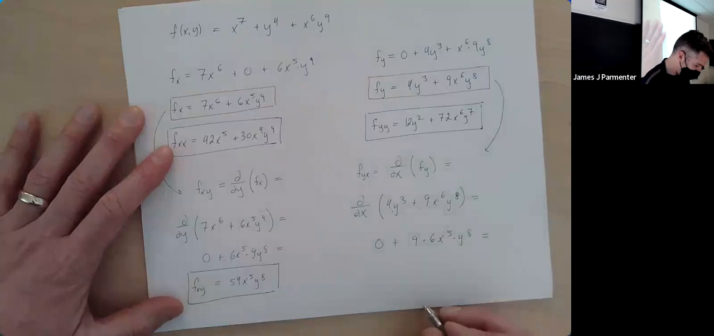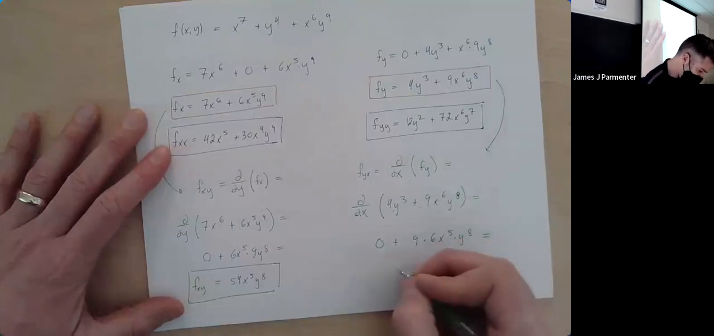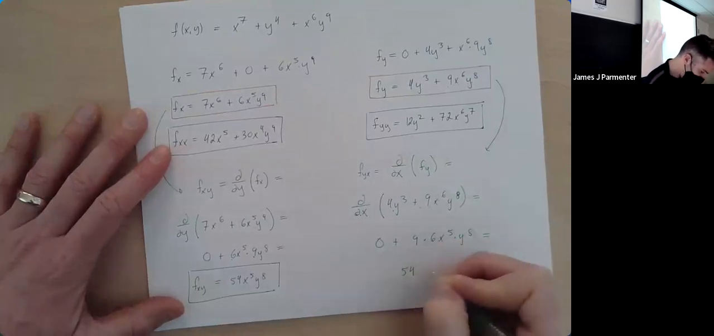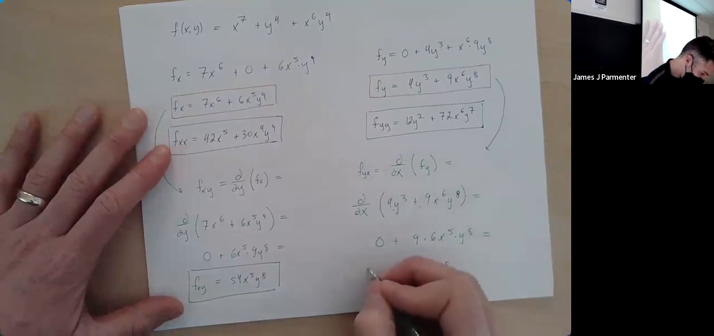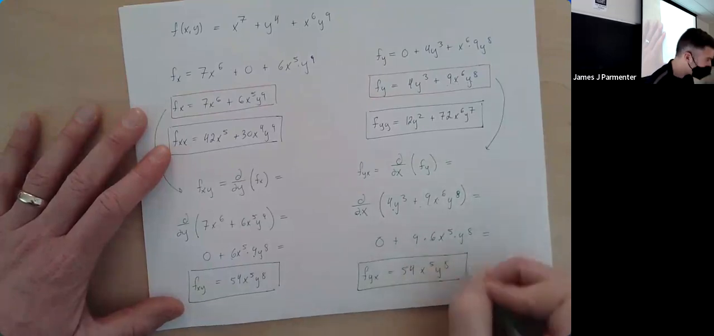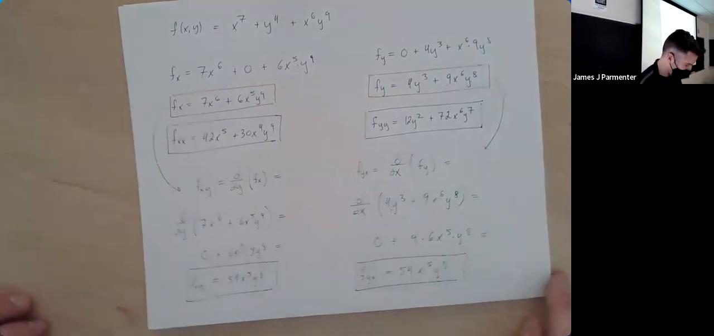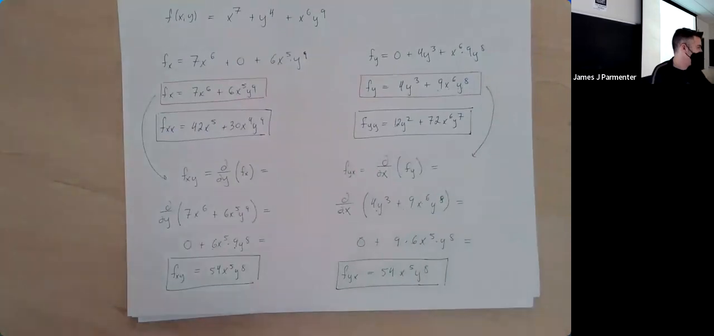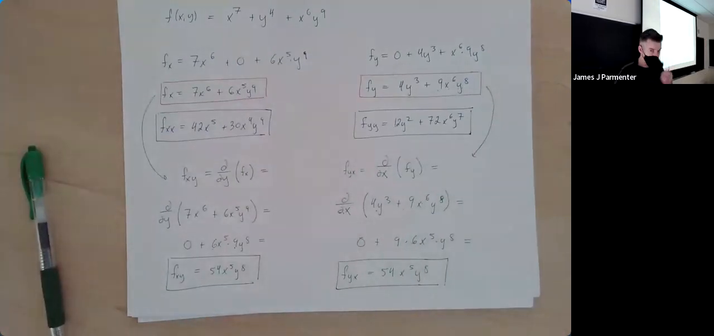And you'll notice, well, actually, I'm just going to write the answer. 9 times 6 is 54. That's 54, x to the 5th, y to the 8th. And that's what my fyx is. I'm going to ask you, Caroline, what do you notice? They're the same. Now, here's what's generally true.